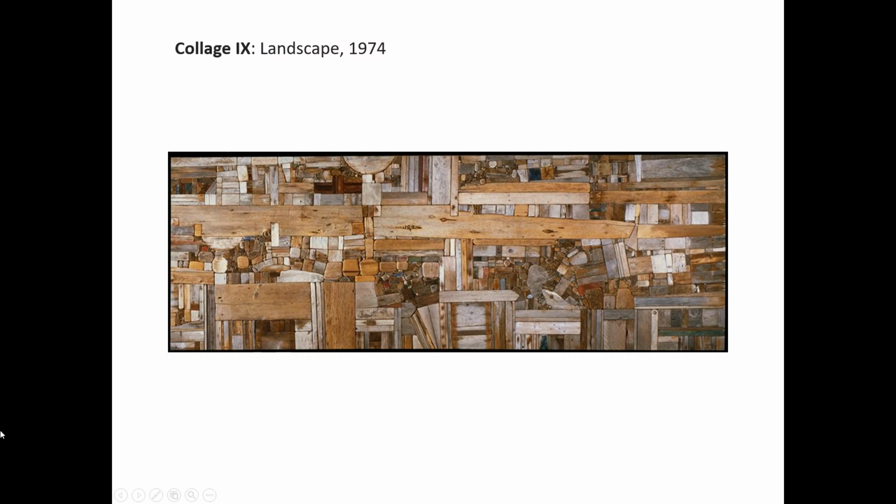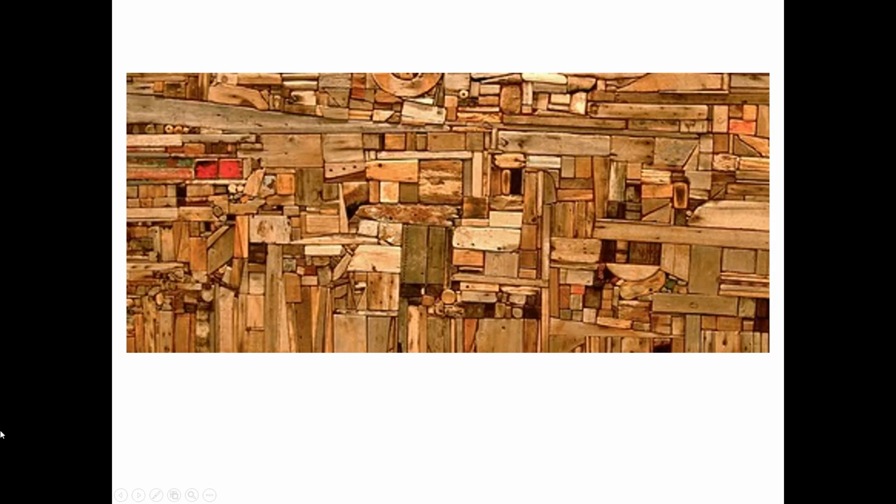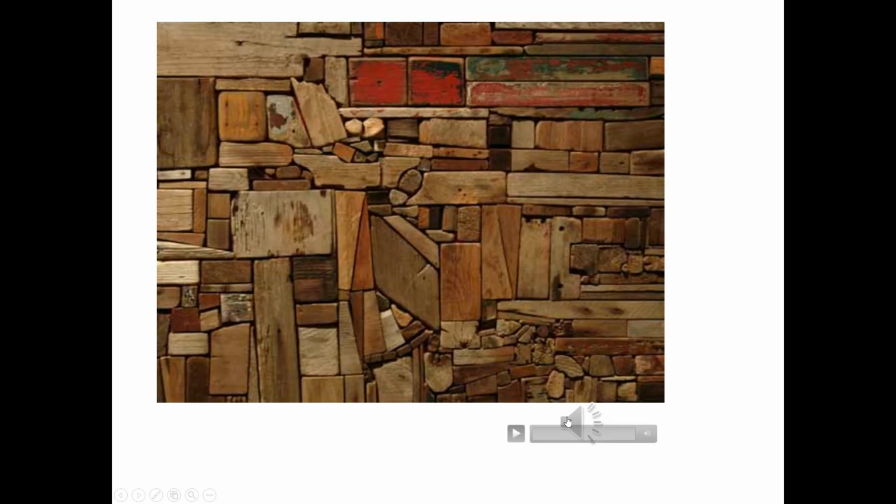This piece is called Collage Number 9, Landscape 1974 by Native American artist George Morrison. He is an Ojibwe artist from up on the Grand Portage Reservation, and he is one of our treasured Minnesota artists. He does not only assemblages, but paintings as well. You are now going to hear a short clip about George Morrison.